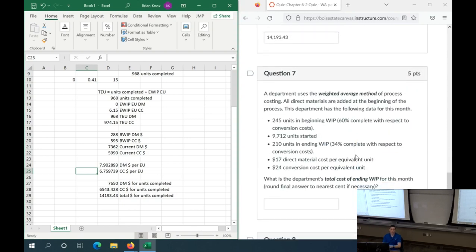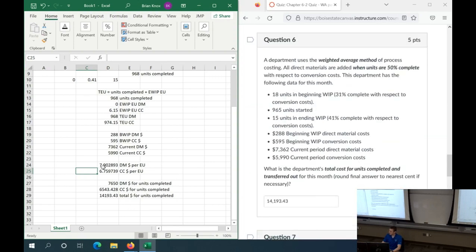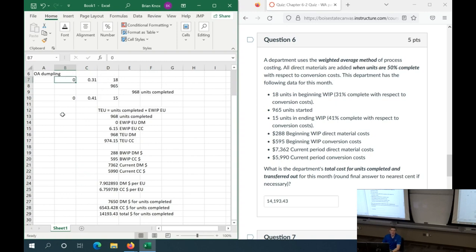What else we want to go over? Oh, yeah, Kiana. About this one or about? If the problem said the direct materials are added in the beginning of the process, we'd change this up here. We'd say that means that the ending WIP 15 ending WIP units here have to be 100% complete with respect to direct materials. And so we put 1 right there. And we put 1 up here as well, but it's not relevant for this question.